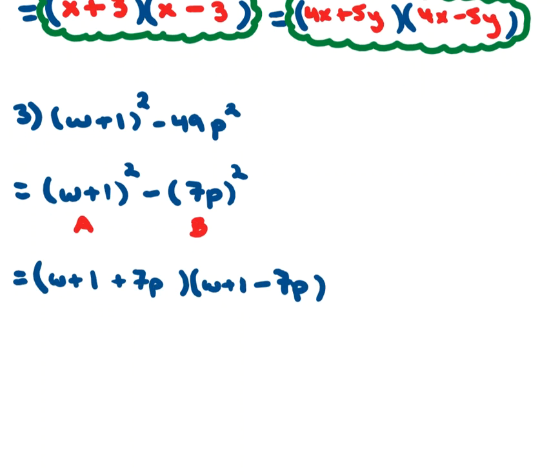All right, so a little funky looking, but that is the factored version of w plus 1 quantity squared minus 49p squared. And we did that using the difference of two squares formula. All right, and that's where this video is going to end.